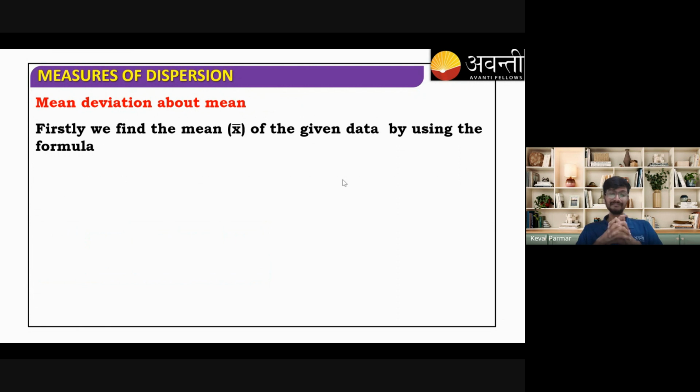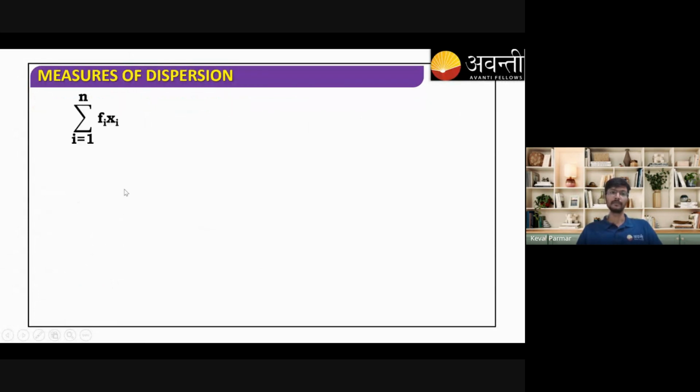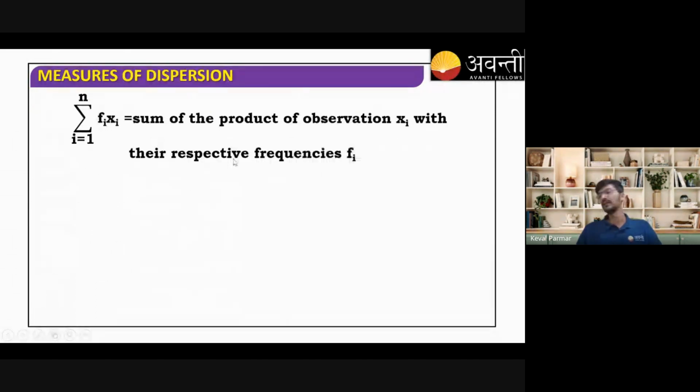First, let's see the theoretical part and then we'll apply it in the numericals. X bar, as I said, is summation fi xi upon summation fi. Summation fi xi is the sum of the products of all the observations xi with their respective frequencies fi. So if we make a table, we can easily get the sum of their products. The best way is to make a table.